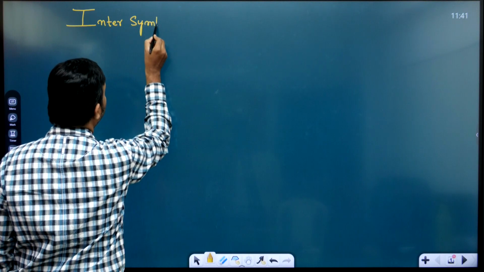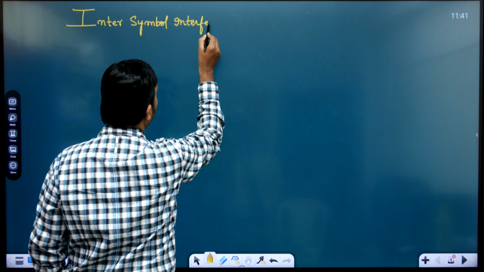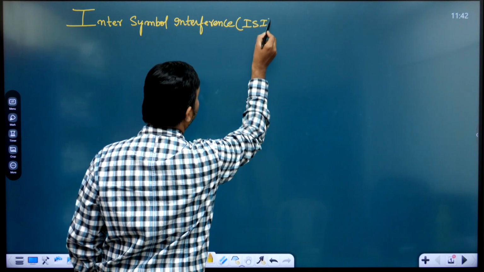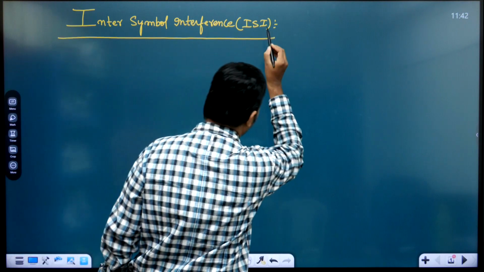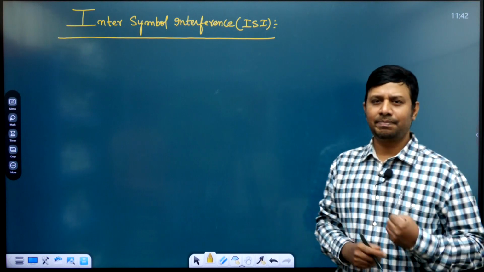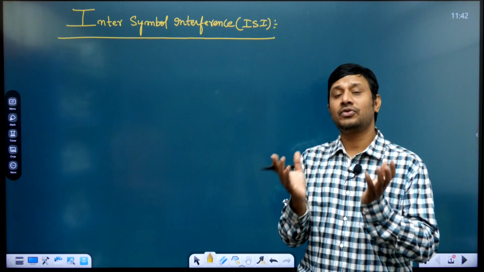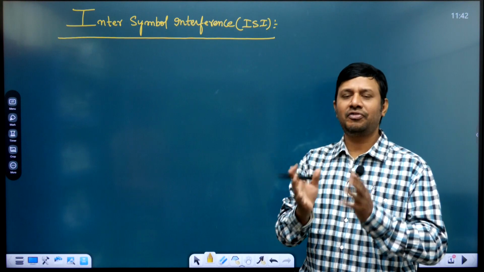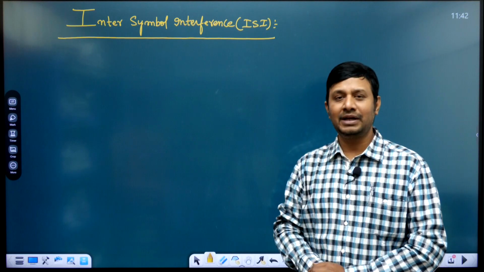Inter-symbol interference. In short, we'll call this ISI. Now, most of the students directly use the expression for calculating the bandwidth when a raised cosine pulse is used in order to avoid this inter-symbol interference, but most of the students don't know how that expression came. Now I will explain the expression for bandwidth of a raised cosine pulse which is used to avoid inter-symbol interference.